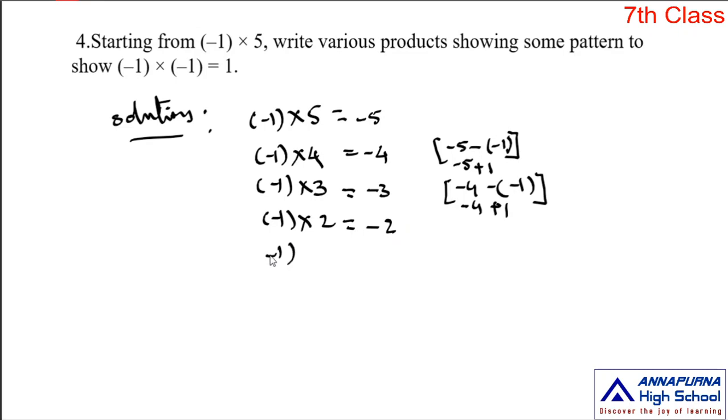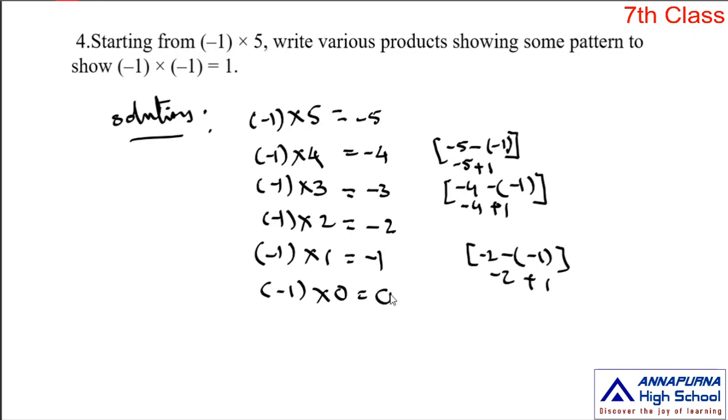Like that you complete the pattern. Again minus 2 is decreased by minus 1, that means minus 2 plus 1, which is equal to minus 1. Did you understand? So like that, minus 1 into 0, the product of an integer by 0 is 0 only. Can you tell me how you got this 0? Just like that, minus 1 minus of minus 1, so minus 1 plus 1 is equal to 0.